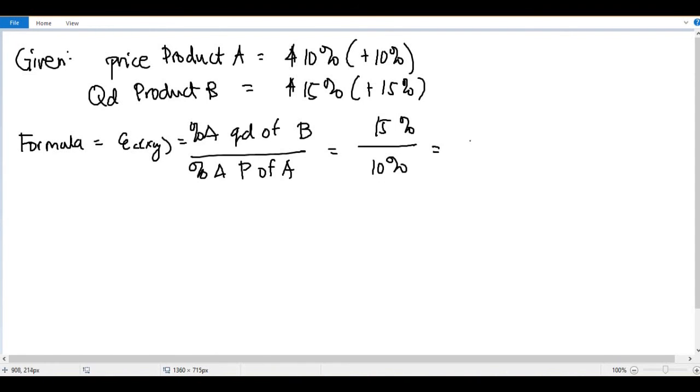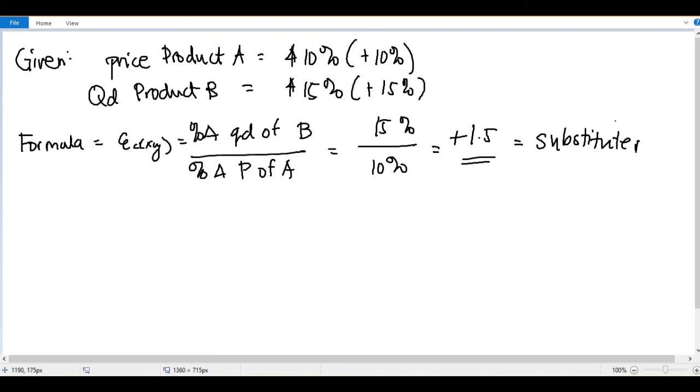So what's the answer? You have 1.5, positive, negative. This is positive, okay? Kahit wala nakalagay, this is positive. Ano nga pag positive? You can say that product A and B are complements or substitute? Yeah, substitutes.